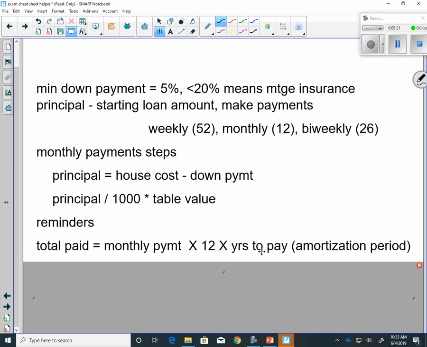A couple of reminders about this. I can almost guarantee you they're going to ask, what is the total amount paid? They almost always ask that, don't they? I think so, that's a big question. They always want you to know that.